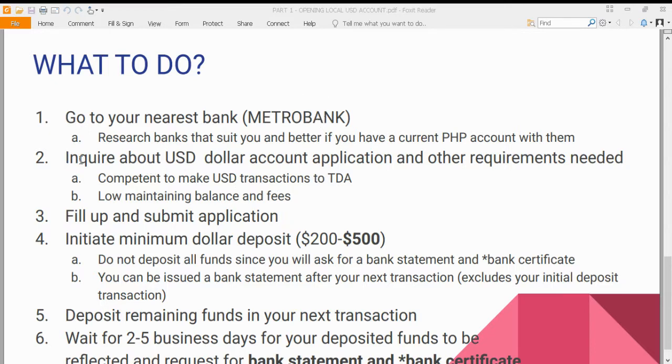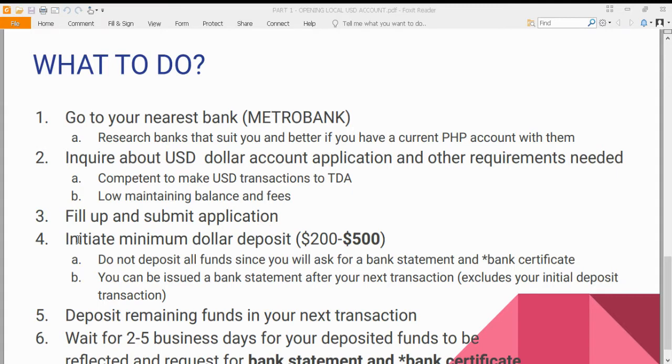The second step is to inquire about their USD dollar application and other requirements needed. These are the things that we should consider. First is, are they competent to make USD transactions with TD Ameritrade? This is done through international wire transfer. And next is, of course, the low maintaining balance and fees since you don't want your money sleeping in the bank. The next step is, of course, fill up and submit your application after inquiring.